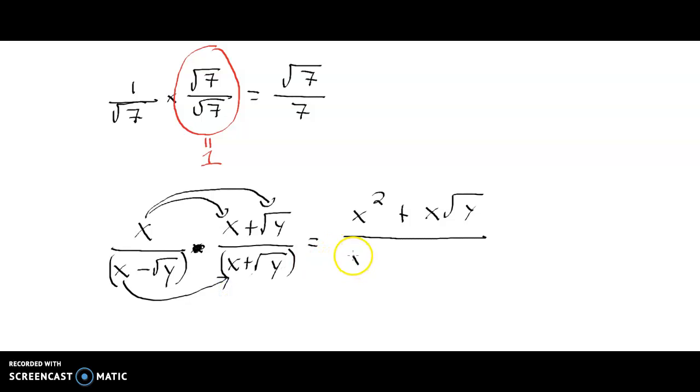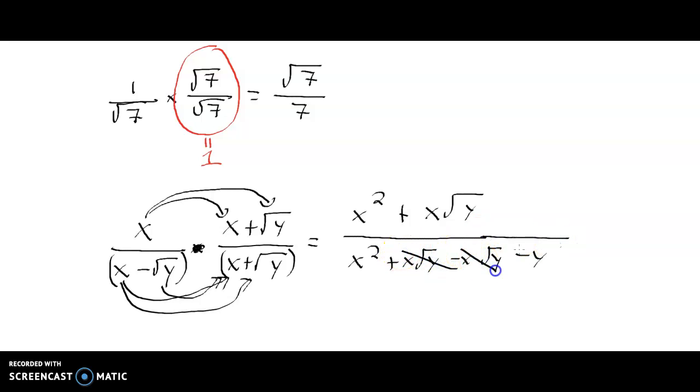So I have x squared, then I have plus x times the square root of y, minus x times the square root of y, minus y. My middle terms are going to cancel out, and that is going to leave me with x squared plus x square root of y, divided by x squared minus y. And there is nothing else I can do to simplify that further. So that is going to be my end answer. So when you want to get rid of those denominators, you're always going to have to multiply it out.